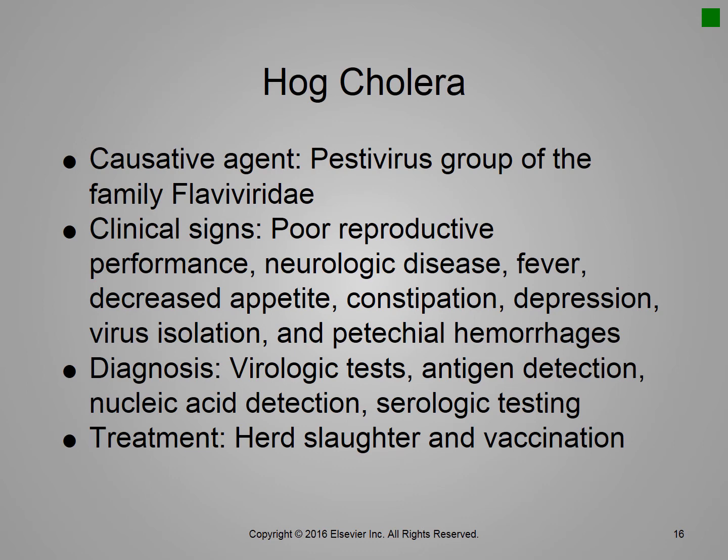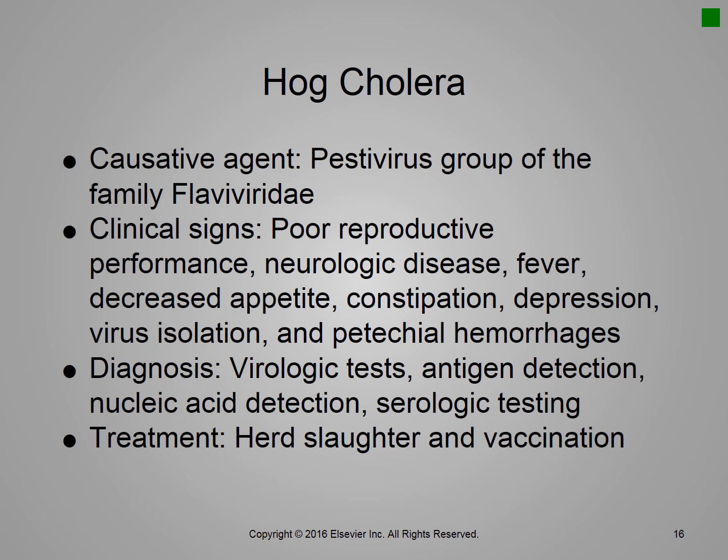Hog cholera, one of the most dreaded of all diseases, and hog cholera just gets going. It's a viral disease, and once it gets going, it's really messy. It is just awful. You end up with poor reproductive performance. It has a neurological form, fever, decreased appetite, constipation, depression, and again, virus isolation and petechial hemorrhages. Hog cholera is not one of those that's going to have a high mortality, but it has a high morbidity.